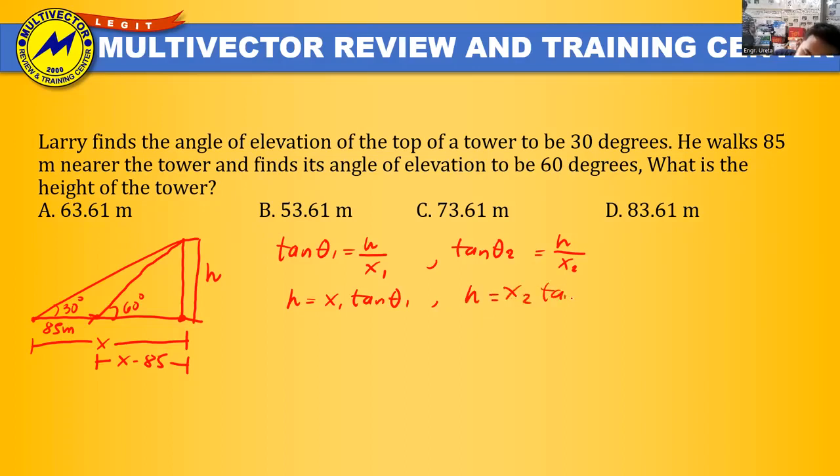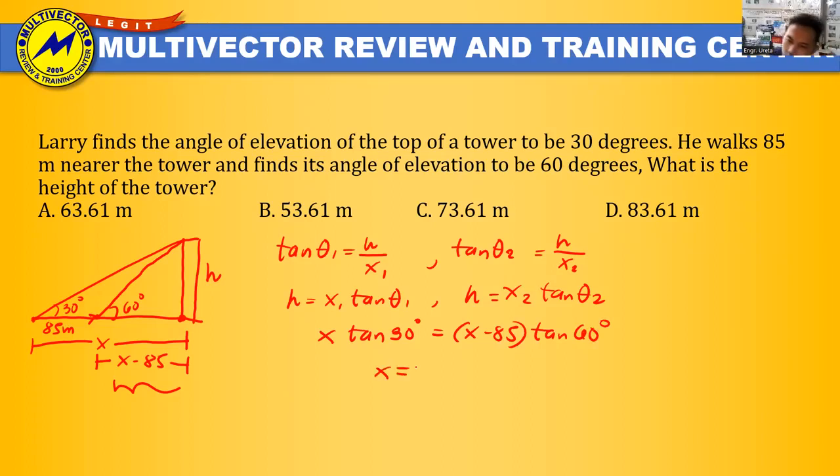Since hindi nagbabago yung height, regardless kung gaano kalapit si Larry o yung observer natin, i-equate lang natin. So x1 is just equals to x, tangent theta 1, but our theta 1 is 30 degrees, is equals to x2, but our x2 is x minus 85, tangent theta 2, which is tangent 60 degrees. So pag sinolve natin yung x, yung lalabas na value dyan, our x is just equals to, solve nyo na lang din sa side nyo.